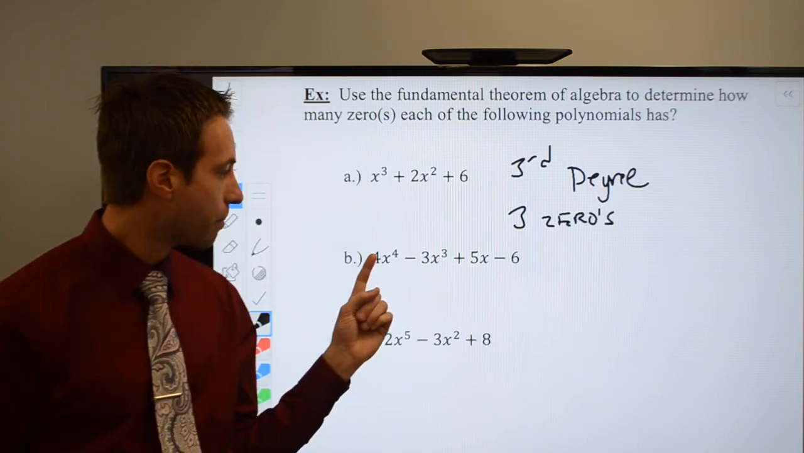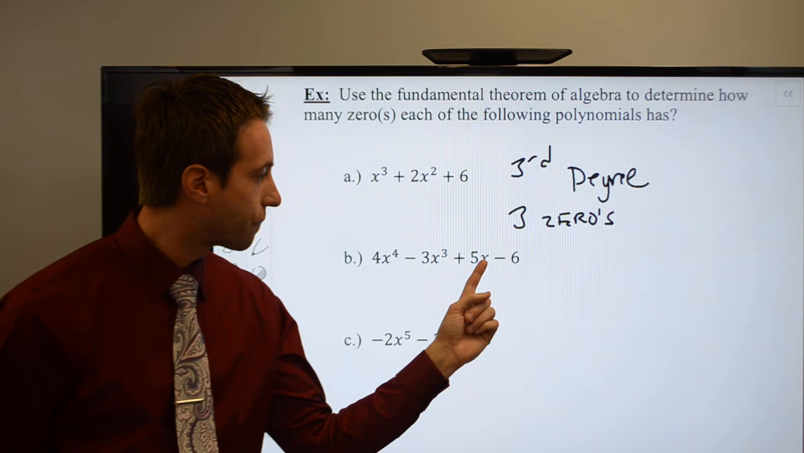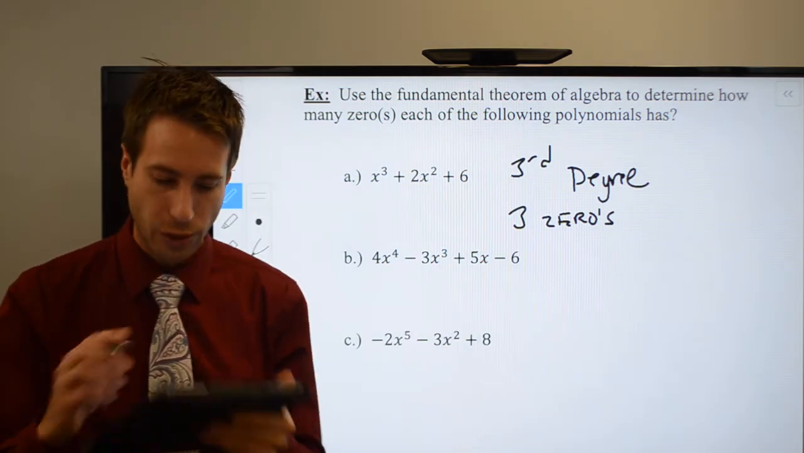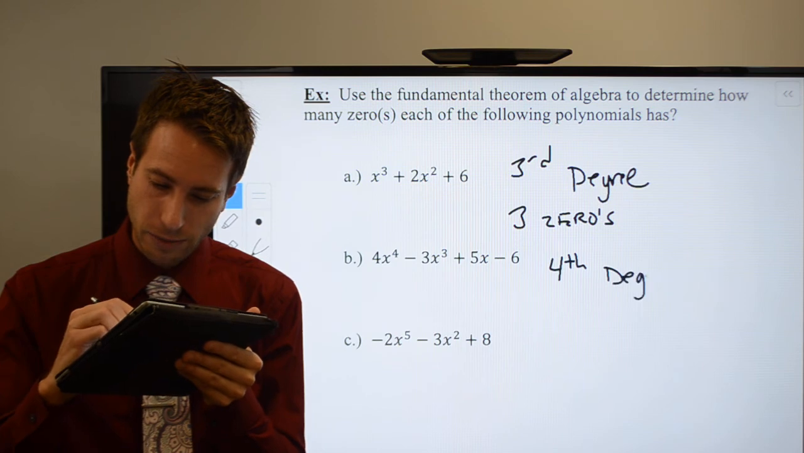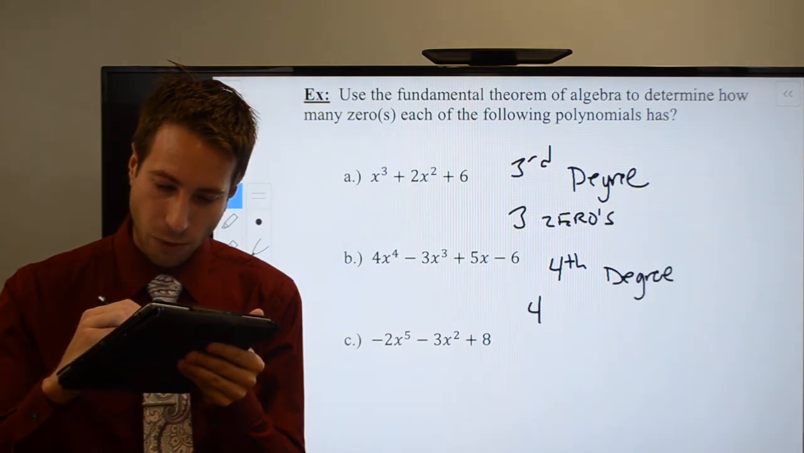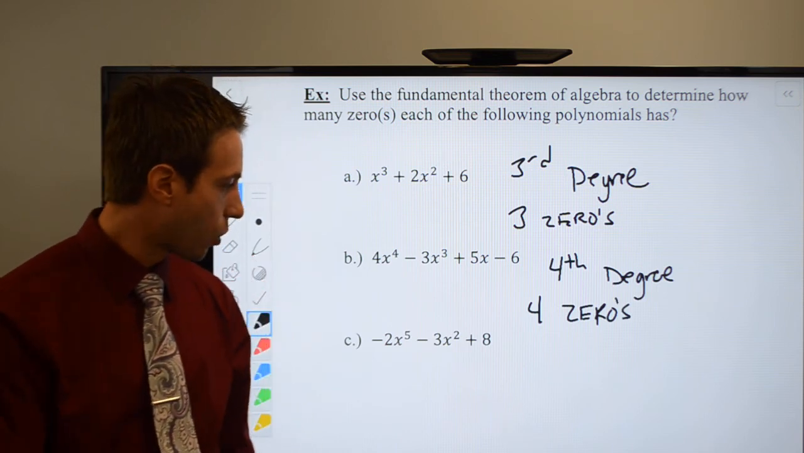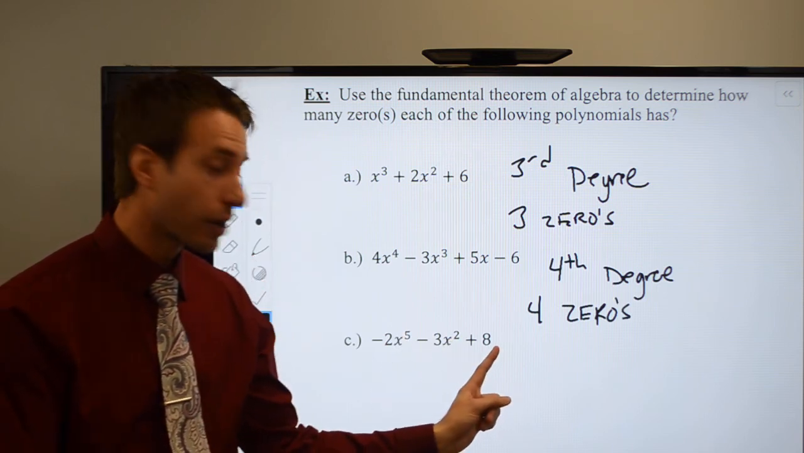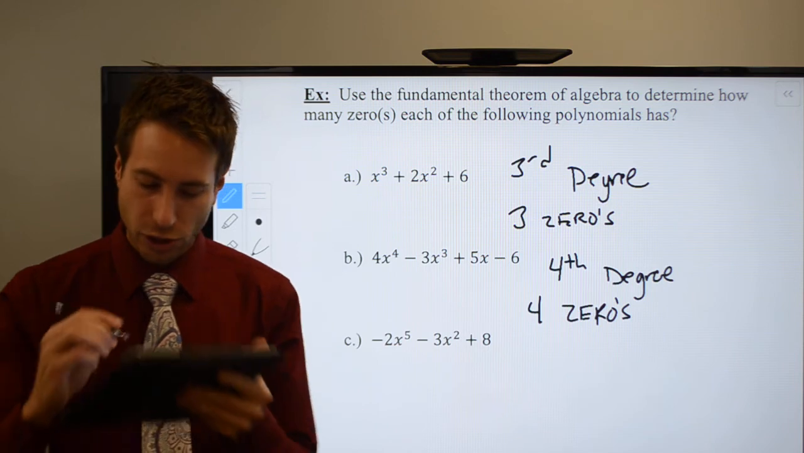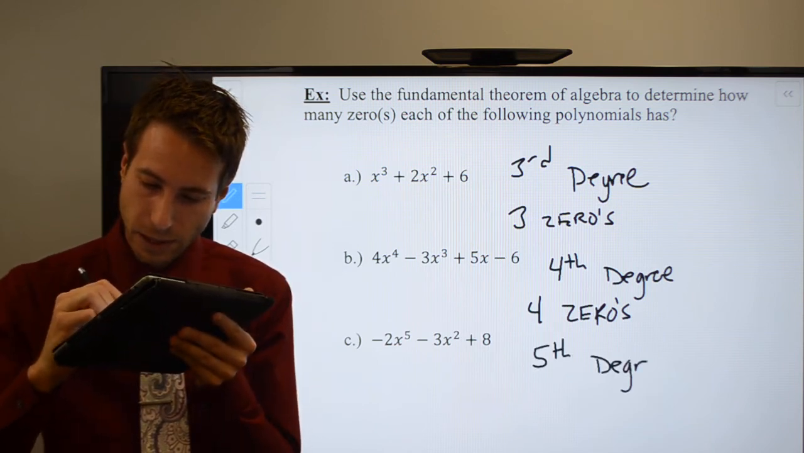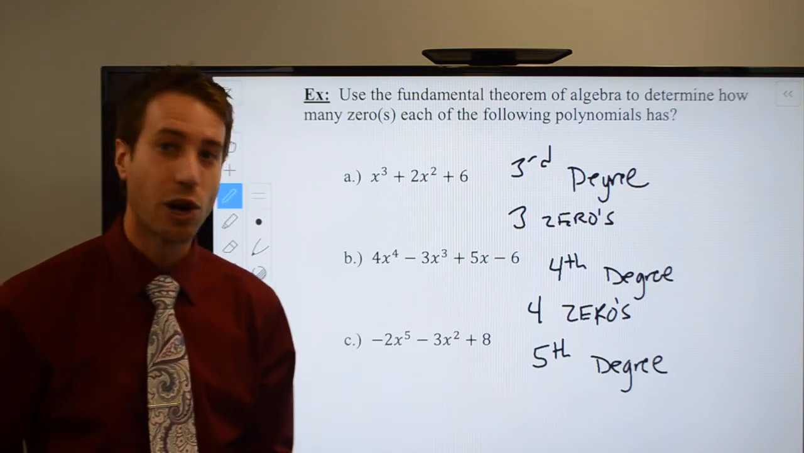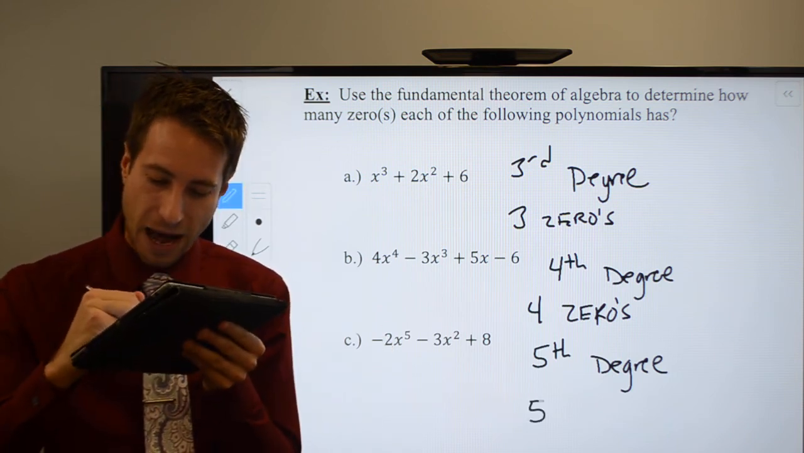One more, fourth degree, third degree, first degree, 0 degree, fourth degree wins. So this is a fourth degree polynomial, and that means that I will have 4 zeros. And the last one, fifth degree, second degree, 0 degree, fifth degree wins. This is a fifth degree polynomial, and that means that I will have 5 zeros.